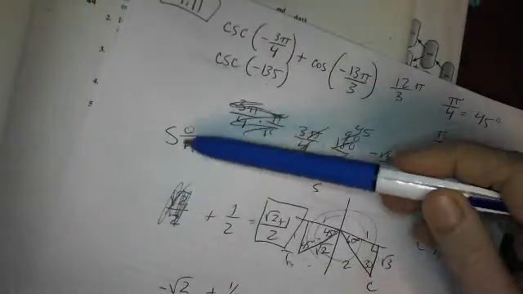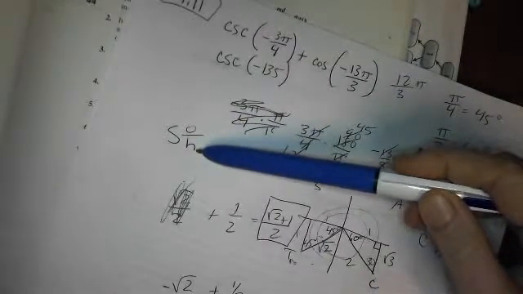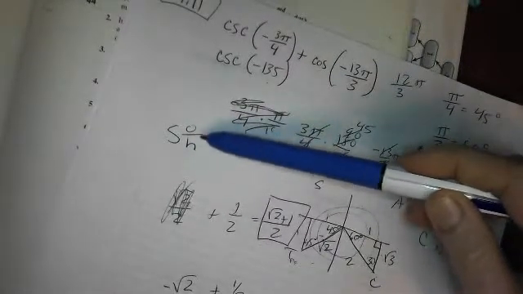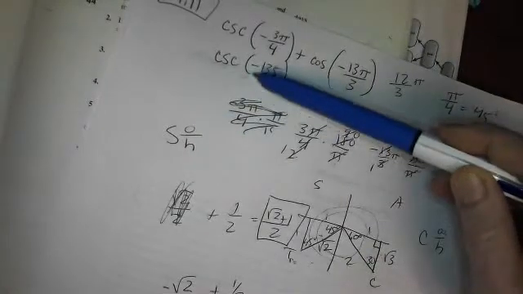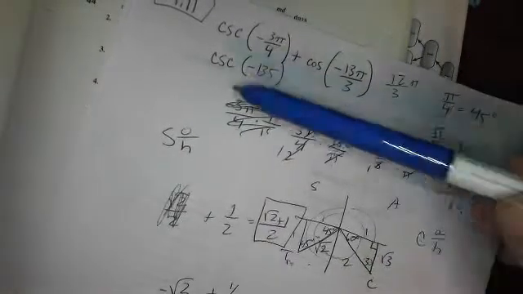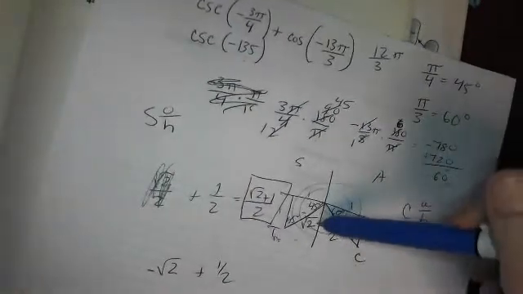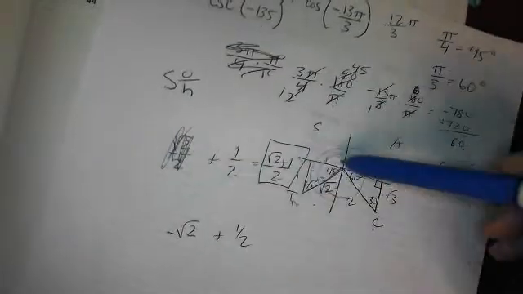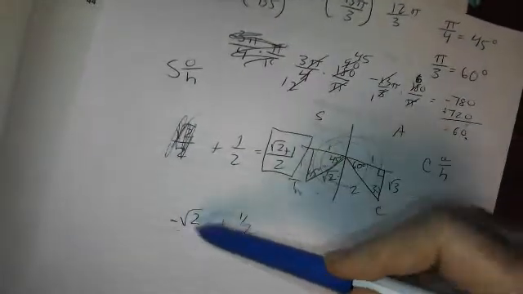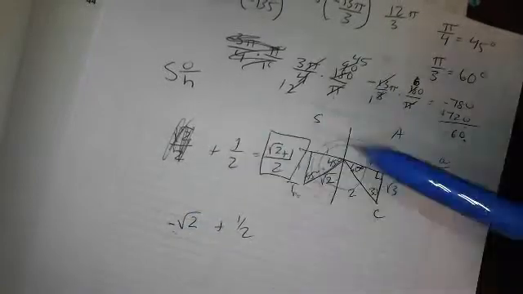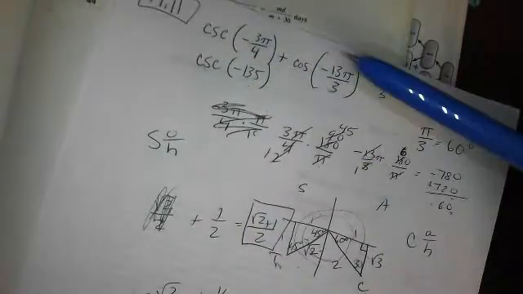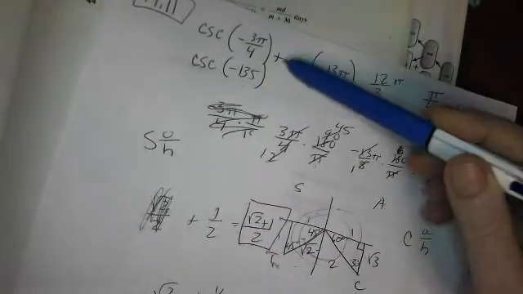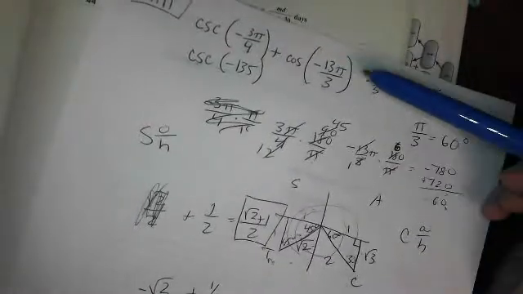Sine is opposite over hypotenuse, so I want hypotenuse over opposite because I'm taking a reciprocal. So hypotenuse is root 2, opposite's 1, and it's negative, so it's going to be negative root 2 for this first part of our problem. The second part of our problem is cosine of negative 13 pi over 3.